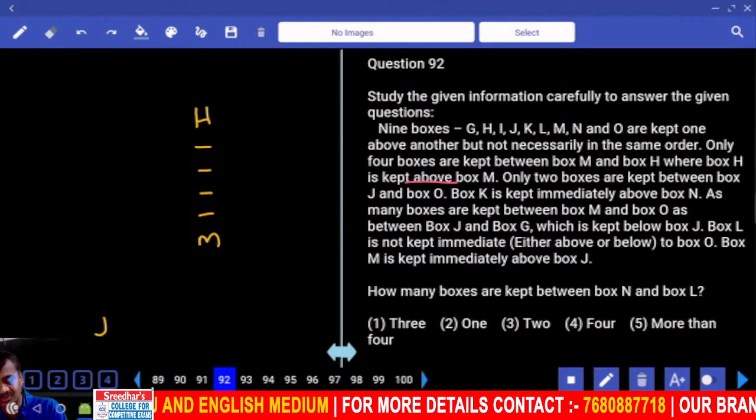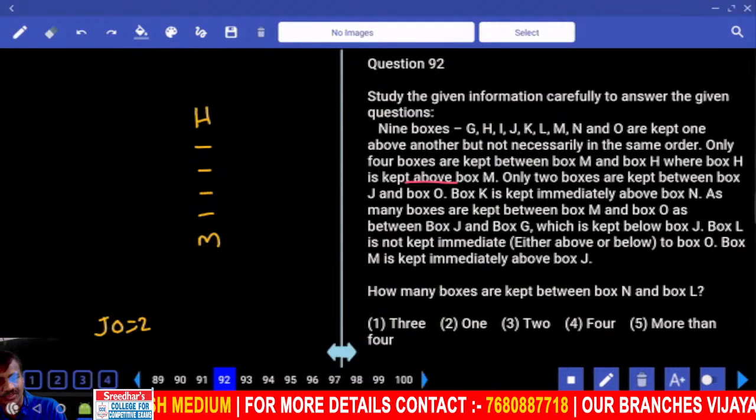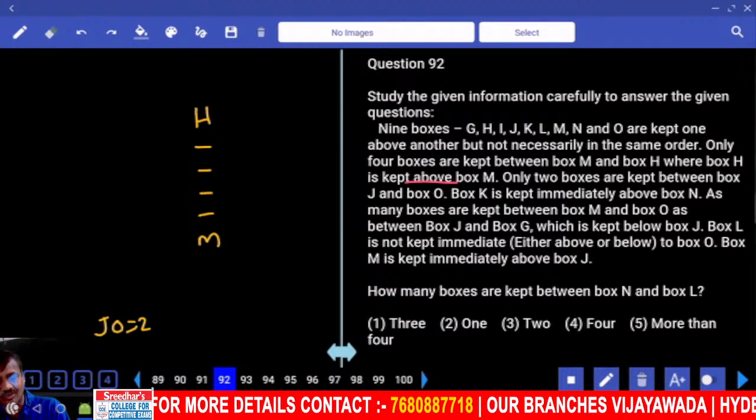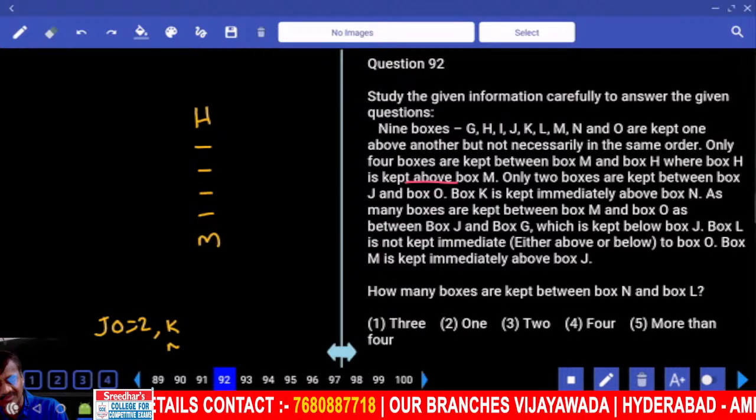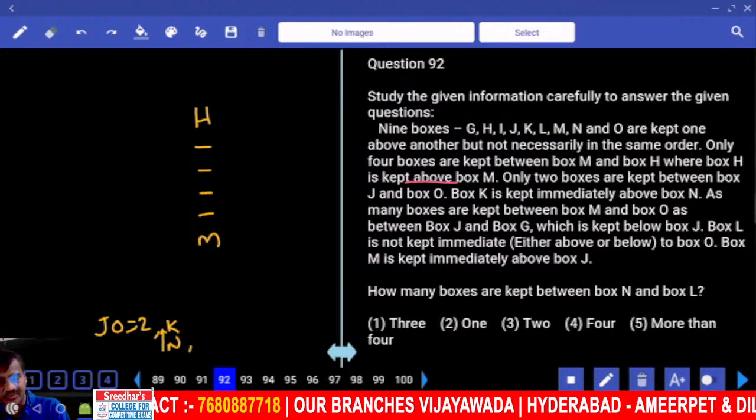Only 2 in between J and O. J and O, how many? 2 were there. And K is kept immediately above N. Now K is kept immediately above what? Above N. They are together.